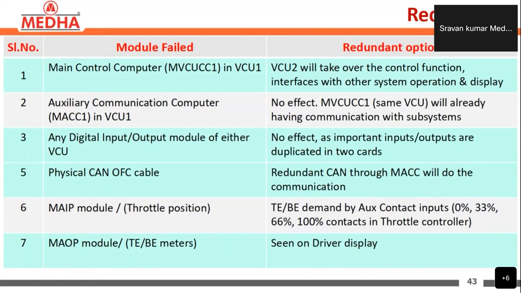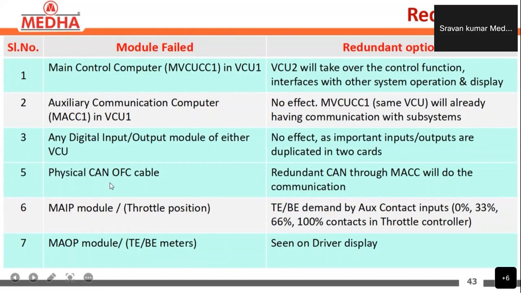with the other system and operational display. And the auxiliary communication computer, MACC, in VCU1: there will be no effect because the master control, that is the main control card MVCUCC, is already there. And any digital input or output modules of either VCU: no effect, as important input or output are duplicated in two cards.